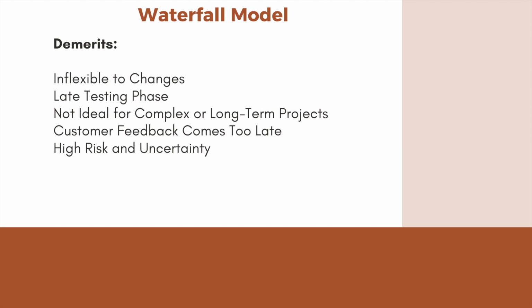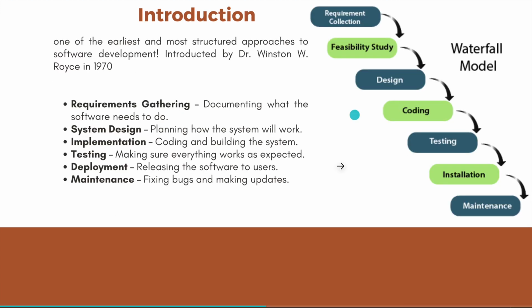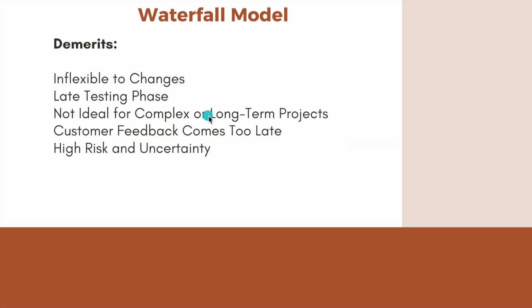The actual demerit is that it is very inflexible to change. Suppose we are in the coding phase, and then the client comes and says we need to make some changes. It will disrupt all the phases in the waterfall model, and we have to do it again from the beginning. So it disturbs all the phases, and it's not feasible. It is not ideal for complex or long run projects.